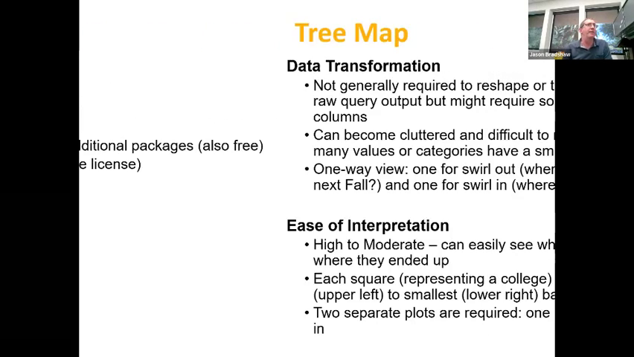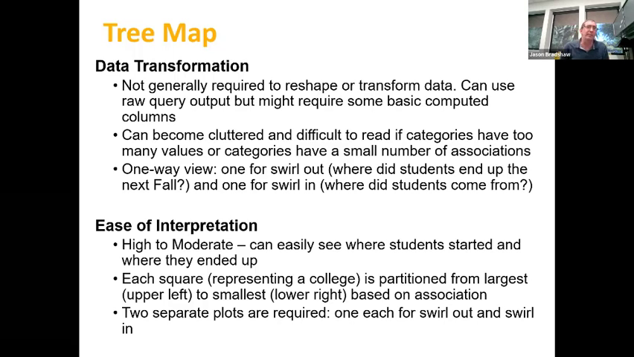And as far as the tree maps, really the same things that we talked about with the stacked bar charts apply to the tree maps. You don't have to do a whole lot of data transformation or reshaping at all. It was really raw query output with a few computed items that were built into the query itself when we ran it. Again, the cluttering and difficult-to-read issue is part of the whole. We have so many levels with each of those categorical variables that it can make it somewhat difficult to read, especially ones that have small magnitude associations. Then again, they're one-way views only, so you would have to have two different views depending upon what you were interested in, either swirl out or swirl in.